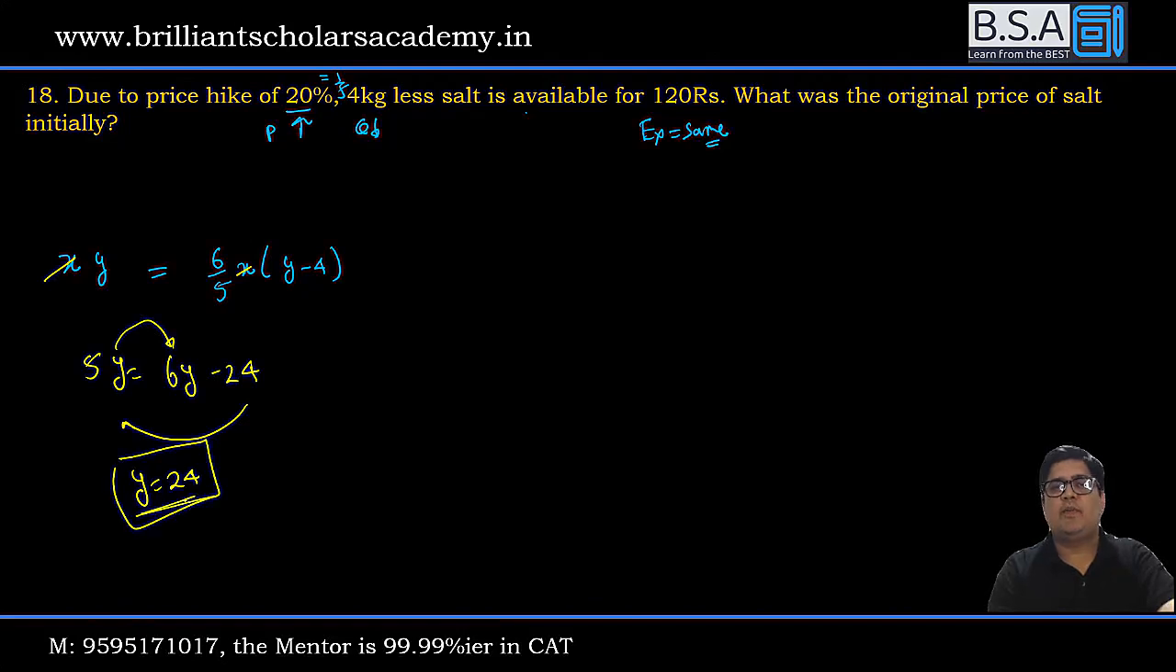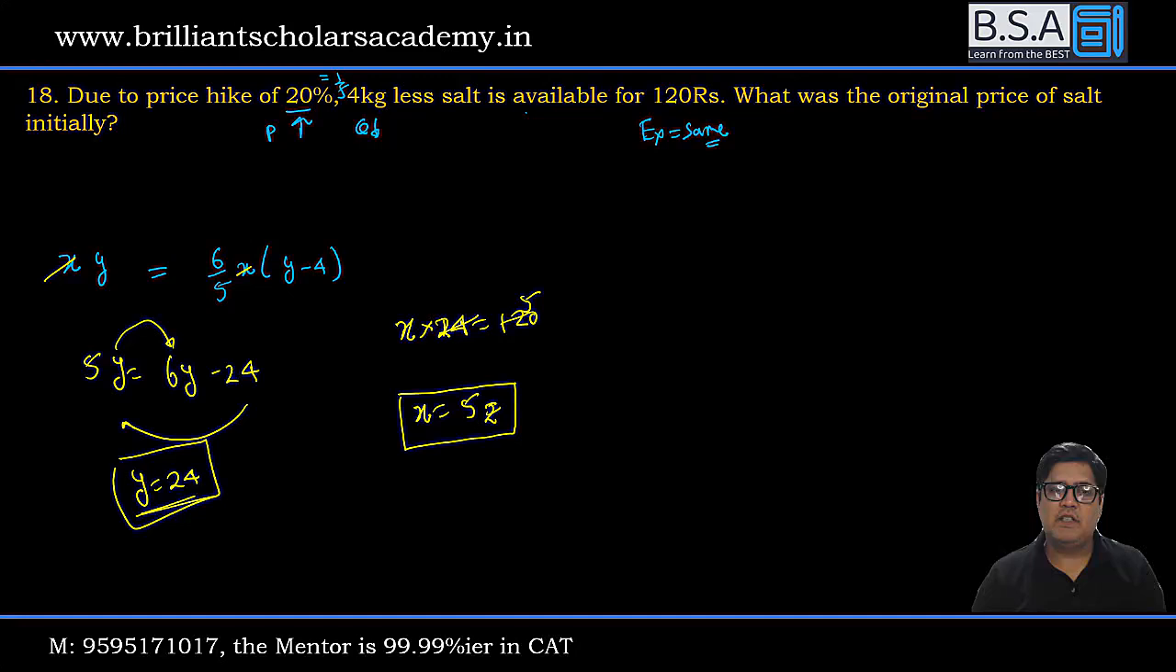There used to be 24 kilograms. The question is, what was the original price of salt? Because the quantity is 24, price into quantity is equal to expenditure. So original price used to be 5 rupees. Your answer is ready, 5 rupees.